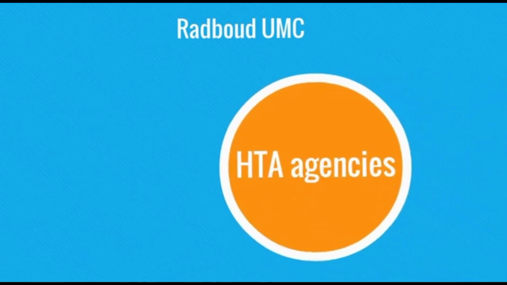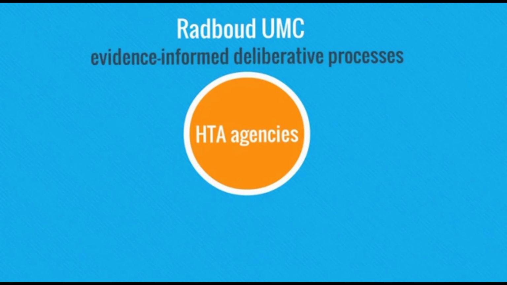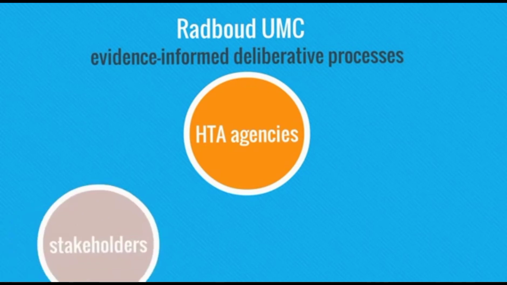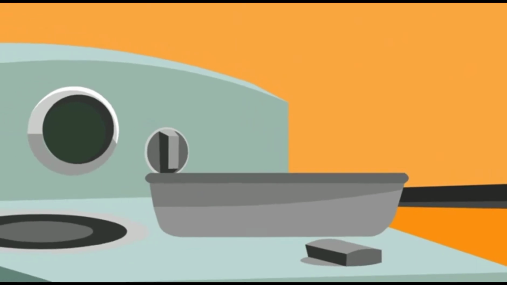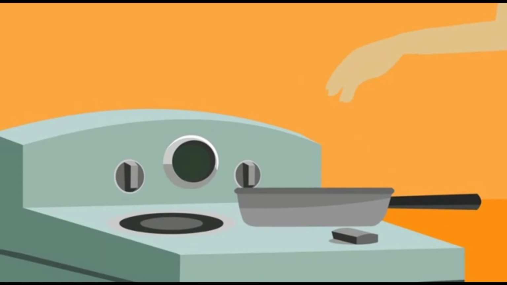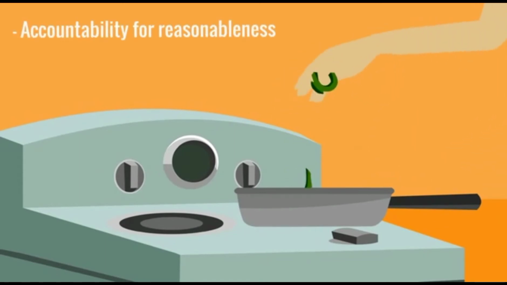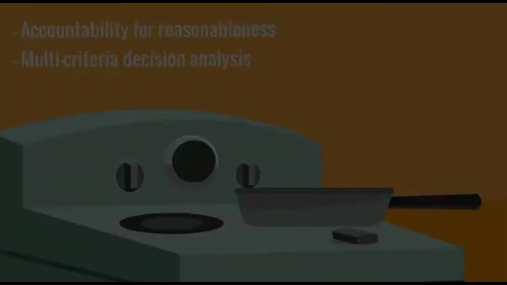Radboud University Medical Center responds to this struggle of HTA agencies. It provides them with practical guidance on how they can best organize their processes under the header of evidence-informed deliberative processes, in interaction with stakeholders and researchers. These processes are not entirely new, but combine the strengths of two increasingly popular frameworks for priority setting: accountability for reasonableness and multi-criteria decision analysis.